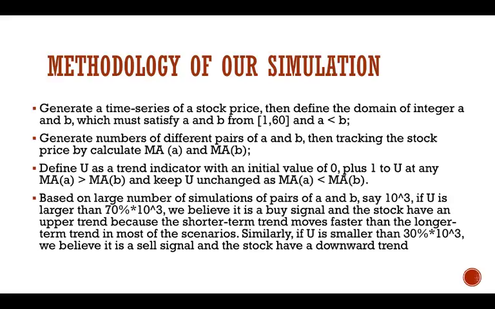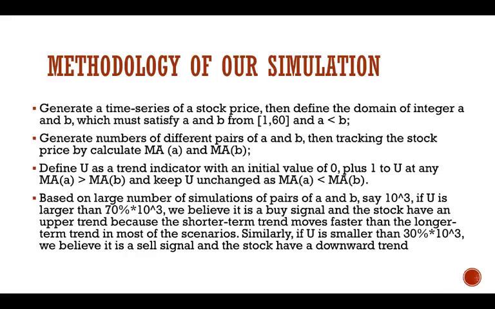Here is our methodology. Just like I said before, we have 4 steps. The first one is to generate a time series of stock price. Then define the domain of integers a and b, which must satisfy a and b from 1 to 6t, and a smaller than b. Second step, generate numbers of different pairs of a and b, then track the stock price by calculating MAA and MAB.